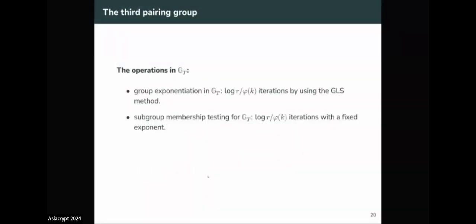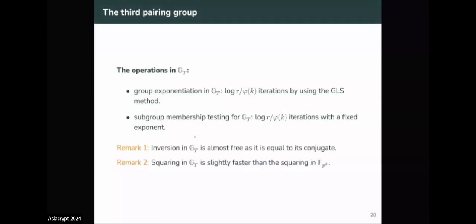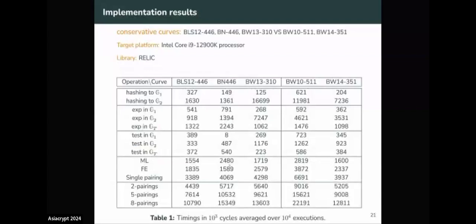And for the operations in GT, for example, group exponentiation in GT and the subgroup membership testing for GT, we need to perform log r iterations. It should be noted that the inversion in GT is almost free, and the squaring in GT is slightly faster than the squaring in Fp^k. Now we have considered the operations on our target curves.